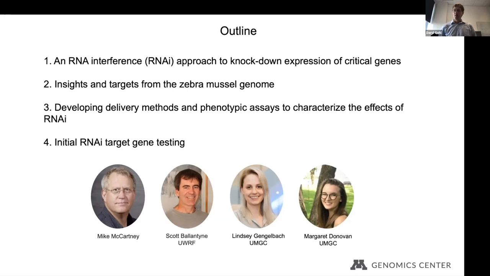And then a lot of the work that we've been doing over the past year or two has been on developing methods for actually testing the effects of these genetic manipulations in zebra mussels in the lab. So I'll tell you some about our work on developing delivery methods and also phenotypic assays, or tests, to try to quantify any potential effects. And then at the end of the presentation, I'll tell you a little bit about our initial results that we've been getting this summer on testing these RNAi constructs.